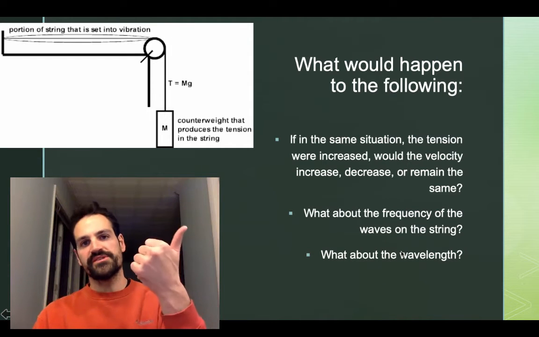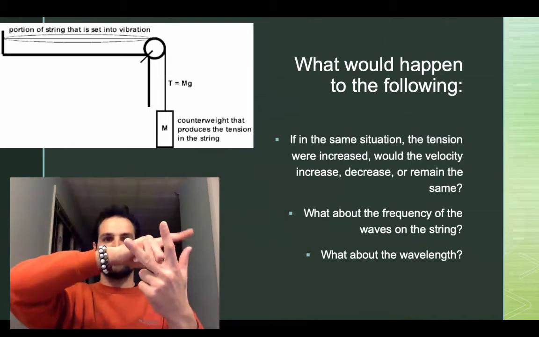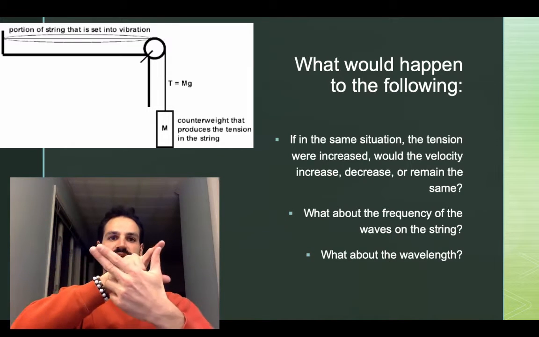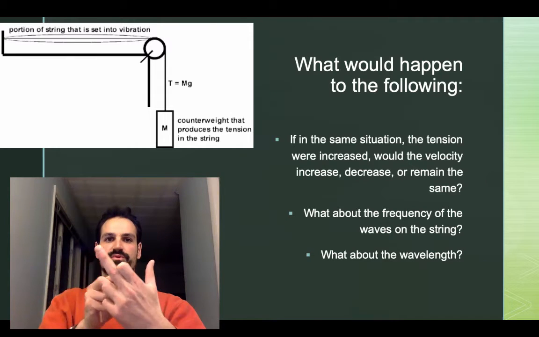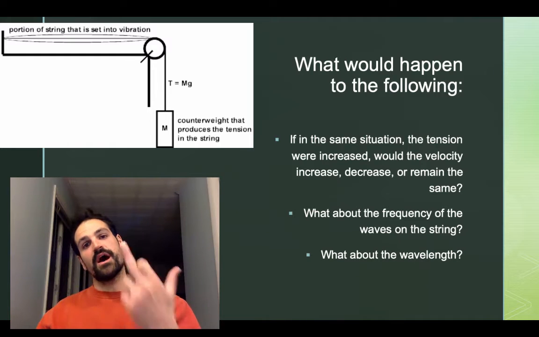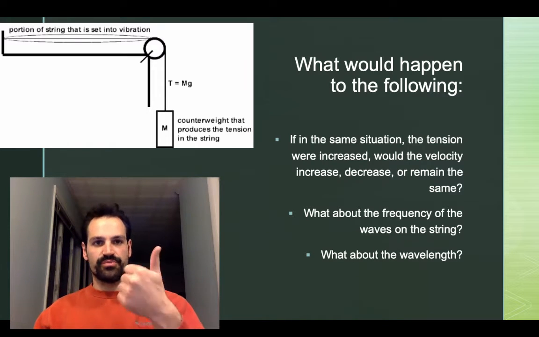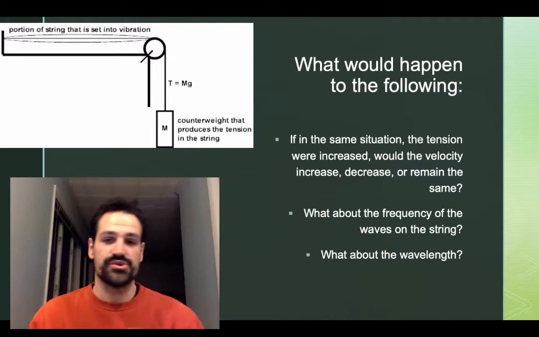Well, remember, velocity is frequency times wavelength. So increasing the tension increased the velocity. And because v equals f lambda, if velocity increases and frequency has to remain the same, then the wavelength has to increase to compensate for it. So bigger velocity is going to make a bigger wavelength, assuming the frequency stays constant, which in this situation it does.